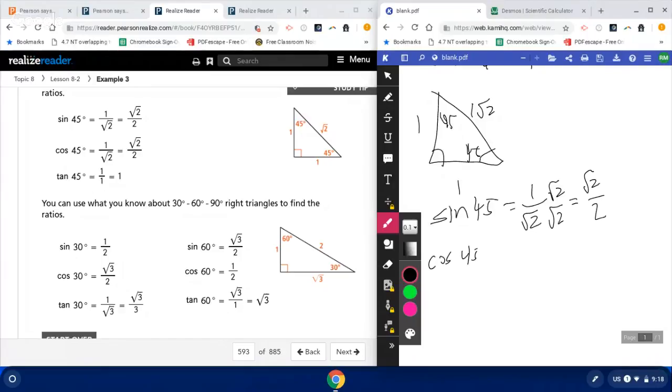Cosine 45 equals opposite. I'm sorry, sometimes I like to write that out because my brain just forgets for half a second. So that's 1 over square root of 2, which is the same as square root of 2 over 2. And then finally the tangent of 45 is opposite over adjacent, so that just equals 1. So we're expected to be able to create those just from drawing those pictures.